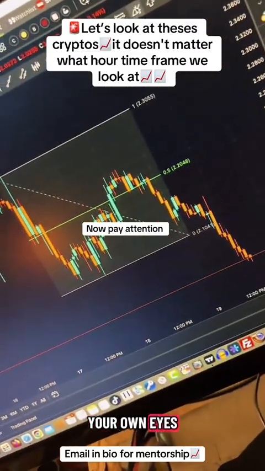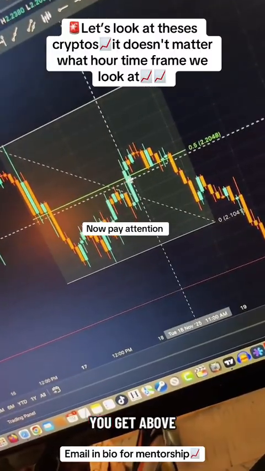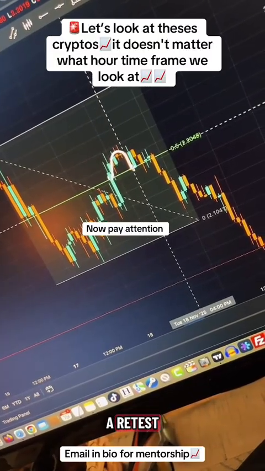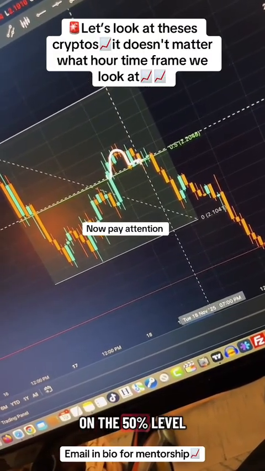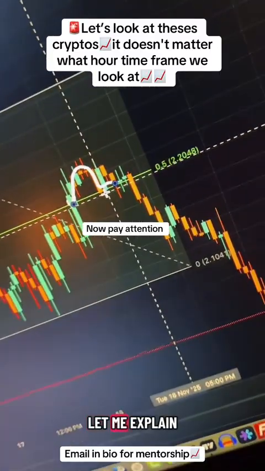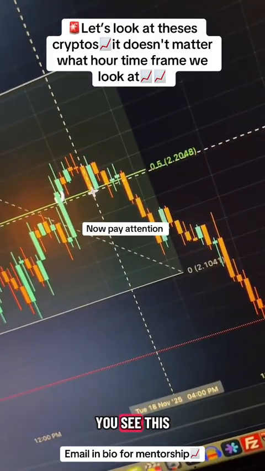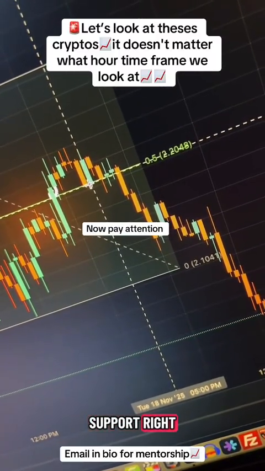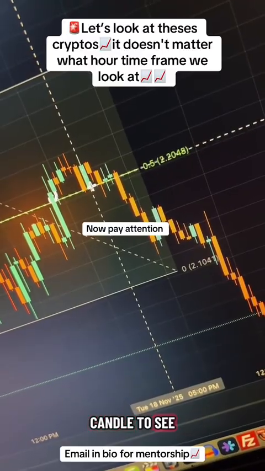You can see it with your own eyes, can't you? You get above the 50% level here. This is called a break and a retest. You were trying to find support on the 50% level. Let me explain to you exactly what happened here. You see this candle right here? This candle came slamming down to support, right? And then this was your confirmation candle to see if it was support.